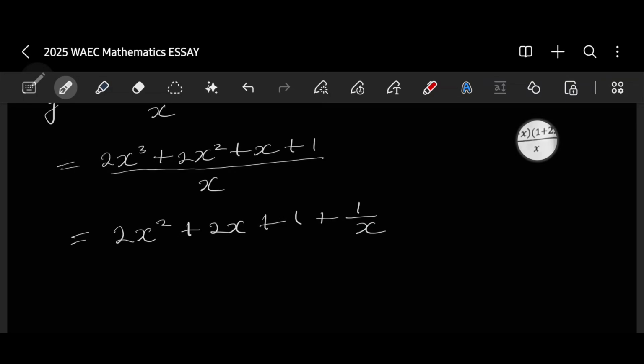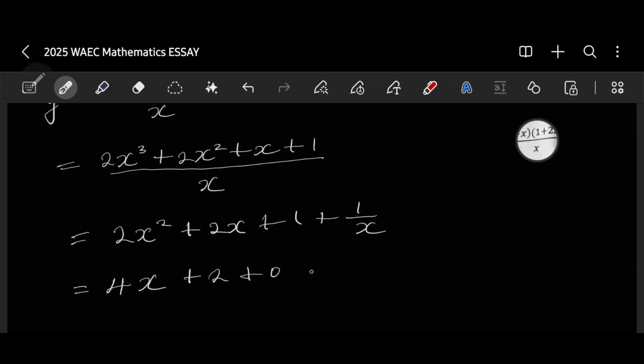Next, I'm going to differentiate each of these. 2 times 2, that's 4, so 4x, then I subtract 1 from 2, I have 1, that is 4x. The power of x here is 1, and 1 times 2 is just 2. Remember I said when the power of the variable is 1 and you differentiate it, you're just left with the constant, so 2. And when you differentiate the constant, you have 0.